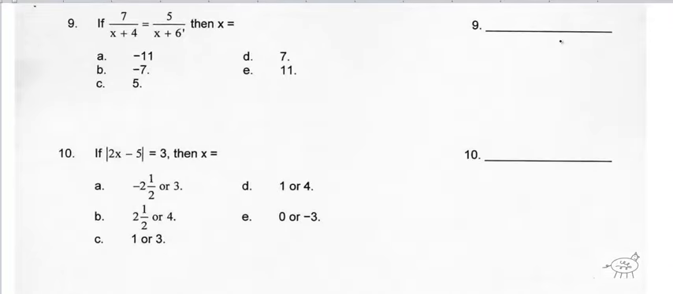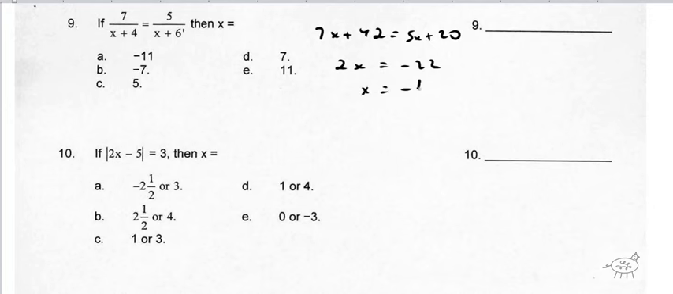Okay. Number 9. Cross multiply again, right? So 7x plus 42 equals 5x plus 20. And move that over, I get 2x equals -22. So x equals -11, which is A.